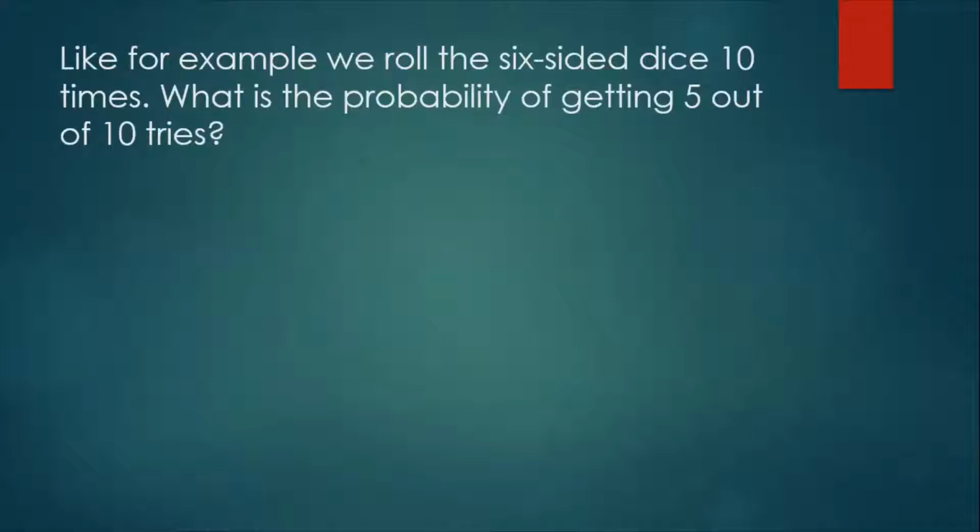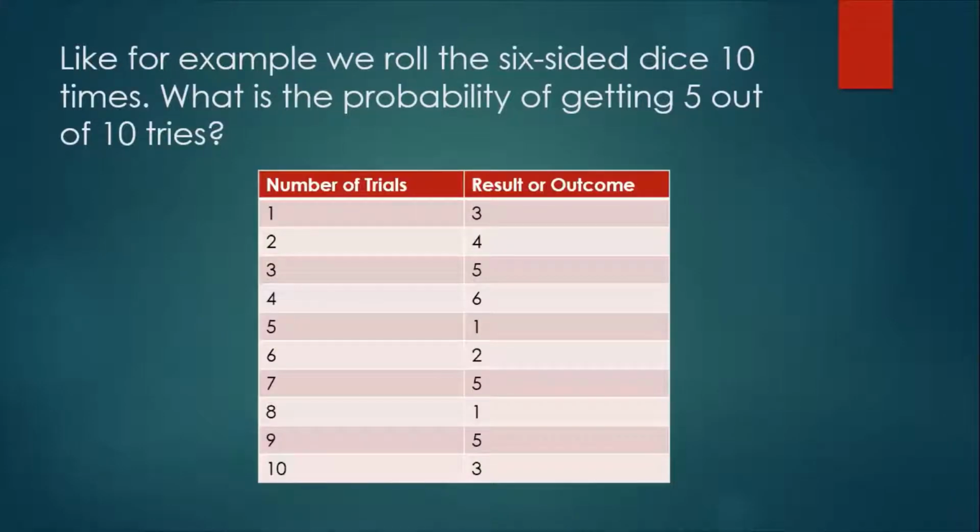For example, we roll a 6-sided die 10 times. What is the probability of getting a 5 out of 10 tries? I have here a table wherein the first column is the number of trials, from 1 to 10. I have 10 trials. And in the next column, we have the result or the outcome from our die.